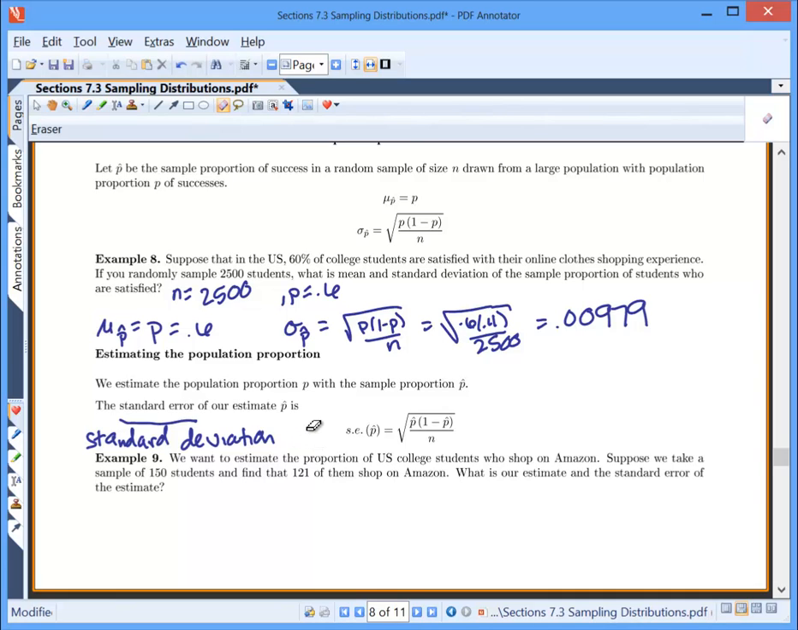So standard error is just another way to say the standard deviation of the estimate. And instead of p's, we'll put in p hats so that we can actually estimate our standard error. So for example, we want to estimate the proportion of U.S. college students who shop on Amazon. Suppose we take a sample of 150 students and find that 121 of them shop on Amazon. What is our estimate and the standard error of the estimate?